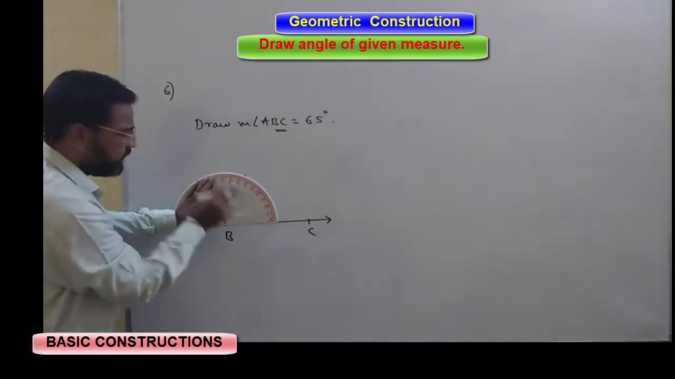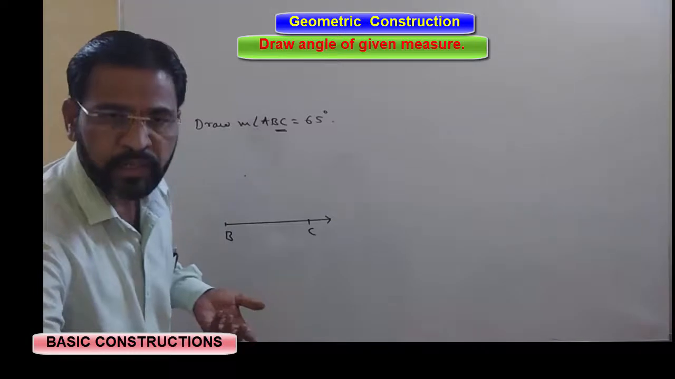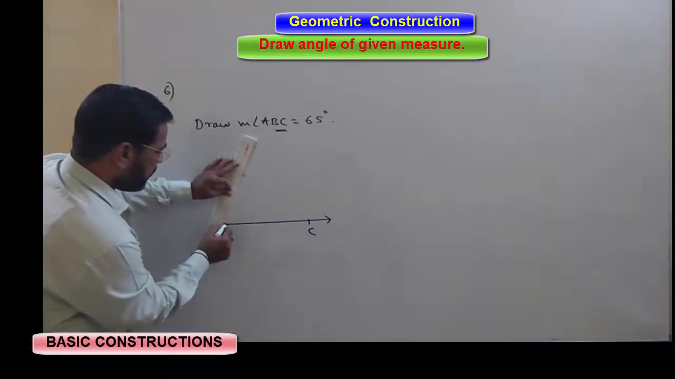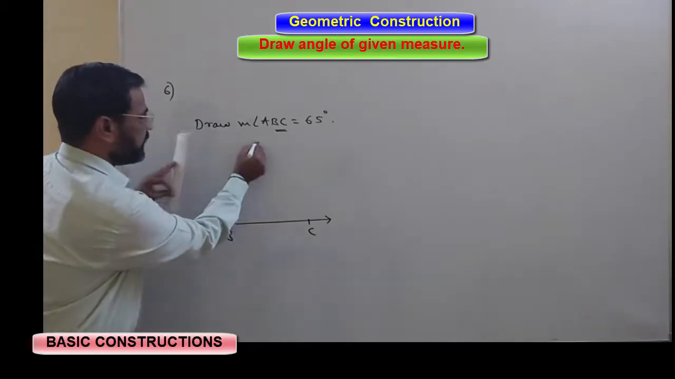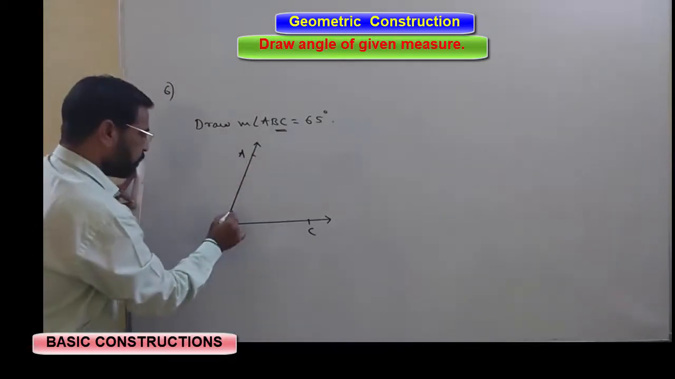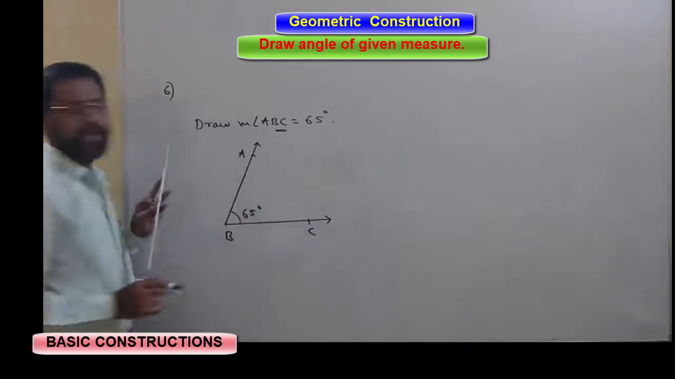Make just a dot here, remove this one, and just join here. This is the angle of measure 65 degrees. And write somewhere A here on this new ray. This is the ray, that is angle 65 degrees here.